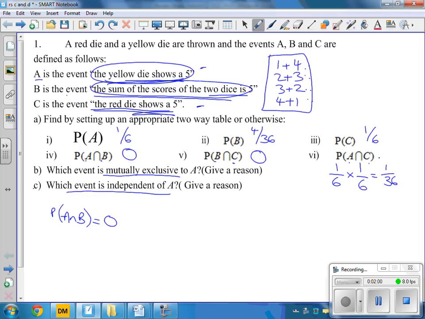Which event is independent to A? Well, that is C. C is independent because they do not affect each other. 2 dice rolled separately do not affect each other. That's why they're independent.